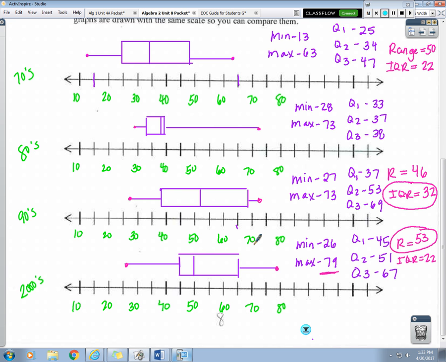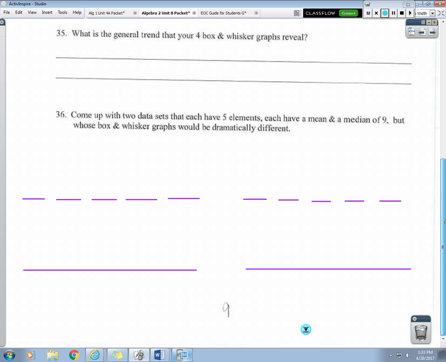And then, in which decade is the outlier the most dramatic? The 80s. See how far this goes compared to the rest of the data? That's the most dramatic. Okay, now let's skip down to number 36. I know, we're just not going to worry about that.